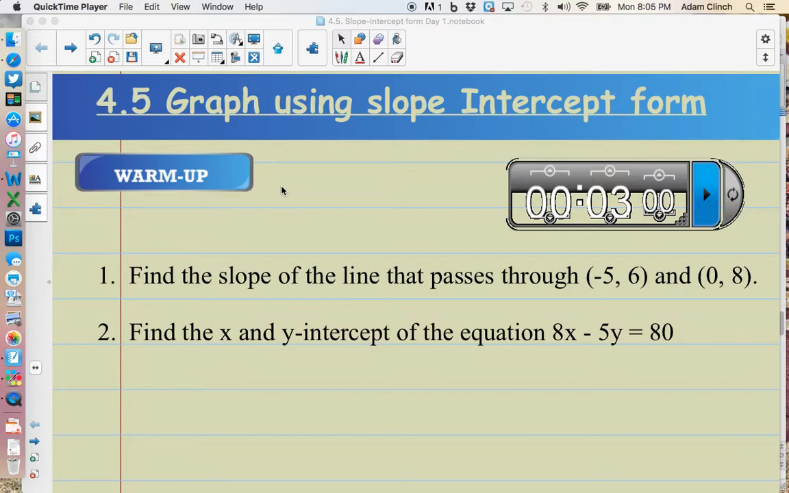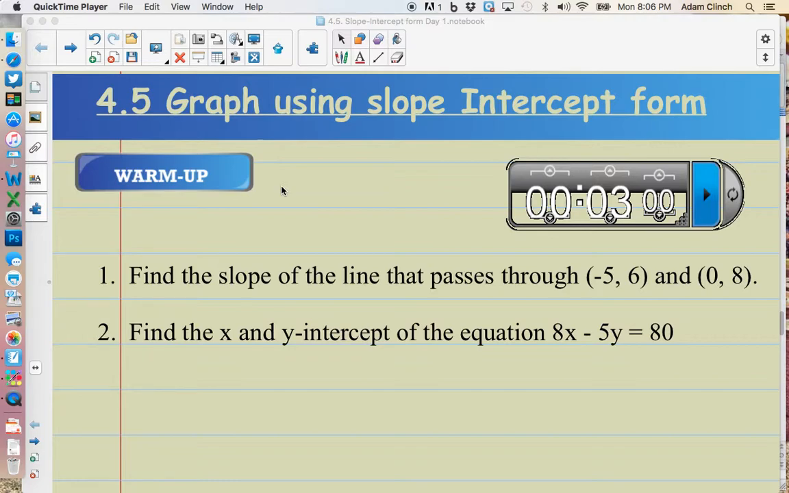So today we're looking at section 5 in chapter 4, so 4.5. We're looking at graphing using slope-intercept form. To start though, what I would like to do is do two warm-up questions. One is on finding the slope between 2 points, and then the second one is an old tool that we have for graphing. So the tools that we have for graphing so far is we have graphing by making a table and plotting random points.